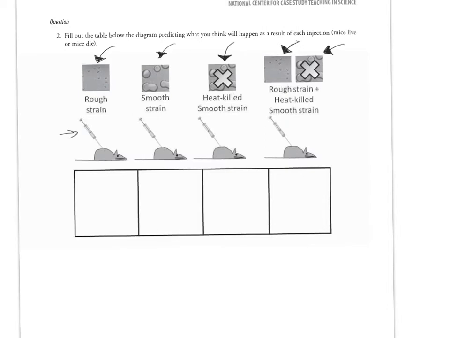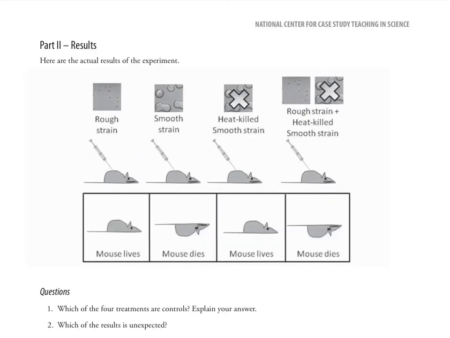All right, let's move on. You made your guesses. Well, the actual results were the following. The rough strain was injected and the mouse lives. That was expected, right? If you go rewind and look at the original thought, rough strain, we pretty much knew that it did not cause disease, so we expected that it would not have killed the mouse. I hope you chose that for your answer.